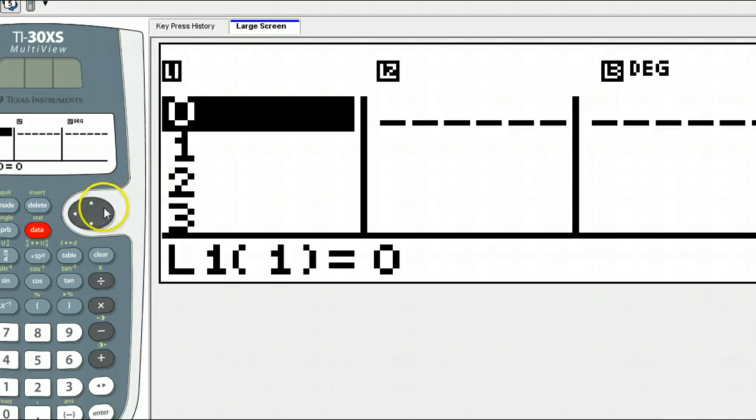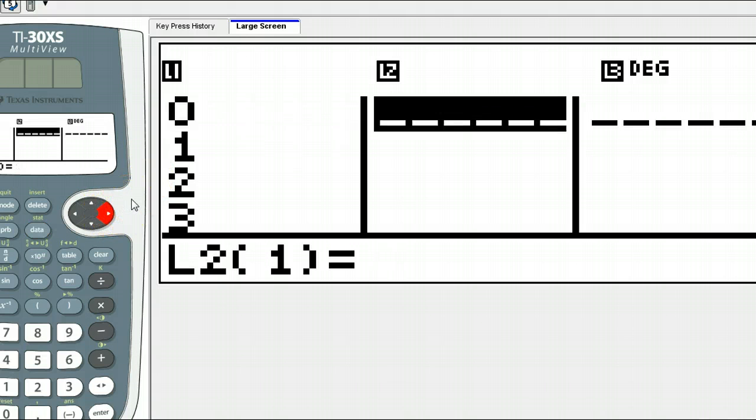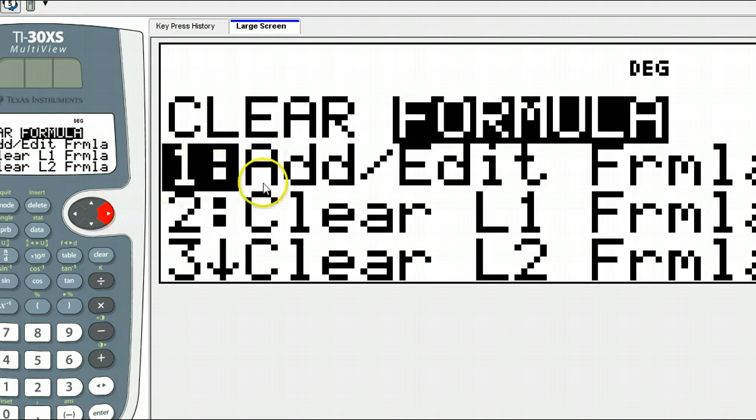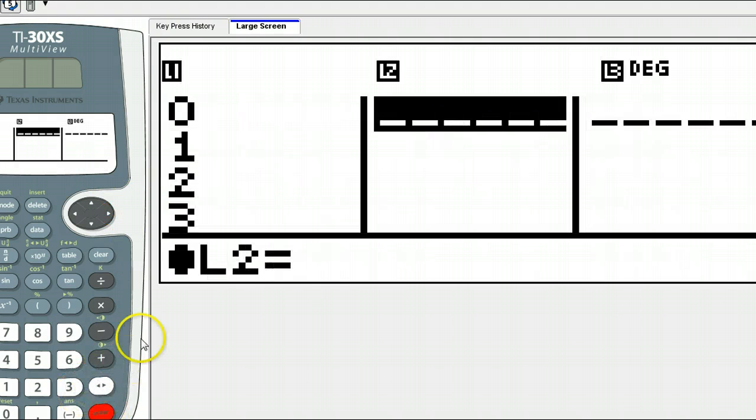So what we need to do is we need list 2 to become our calculation. So we'll use a formula. So hit data. We need a formula. So arrow over there. Just hit enter. All right, and we're going to type in the formula that we just put on the paper. So open parentheses. We will do 5.